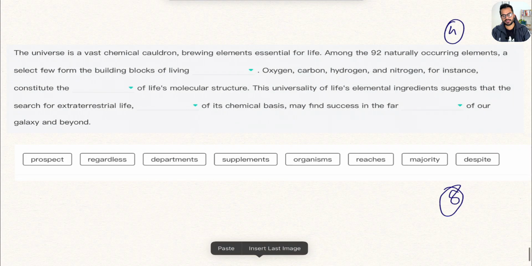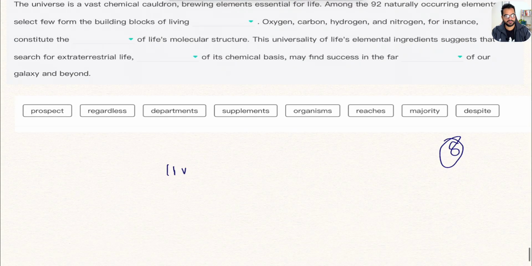Now the first one is, the universe is a vast chemical cauldron brewing elements essential for life. Now there's no blank in that. Then among the 92 naturally occurring elements, a select few form the building blocks of living dash. So after living, we have got a blank. So this is where collocation would apply. Because I have got the word living and then a blank after that, we need something which is living. And here is where my collocation knowledge will help me. Collocation as in two words that frequently occur together, the two words that are supposed to occur together.